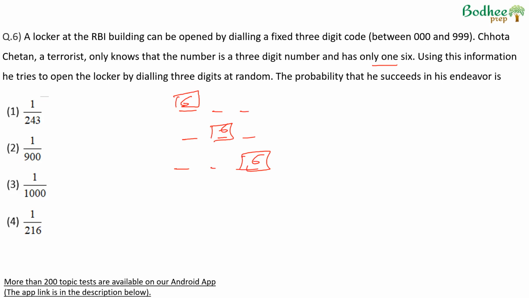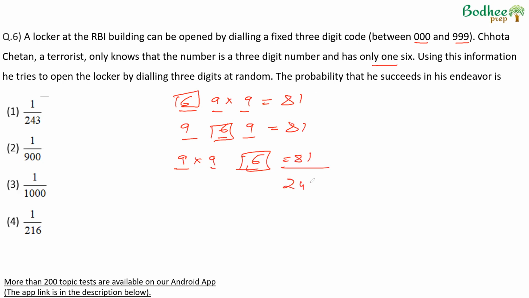Using the information, he tries to open the lock by dialing 3 digits at random. The probability that he succeeds? Now a number starting with 6, having 000 to 999: here there are 9 options. Any digit from 0 to 9 except 6 can be used. Here there are 9 options, so there will be 81 such numbers. Similarly, here 9 options, here 9 options, 81 such numbers. 9 options, 9 options, 81 such numbers.